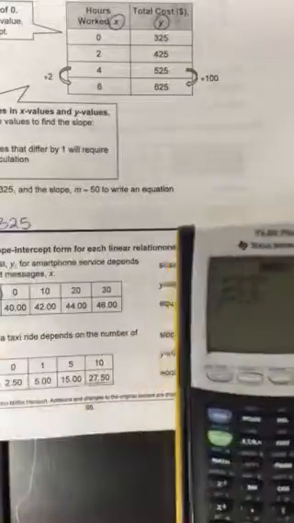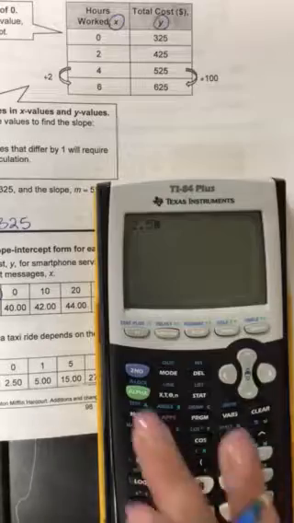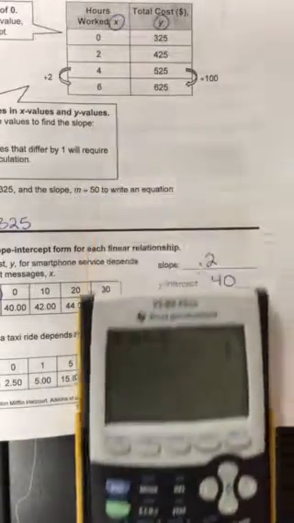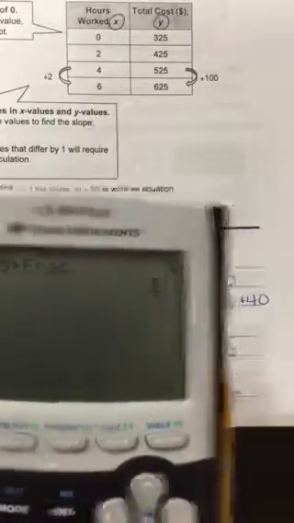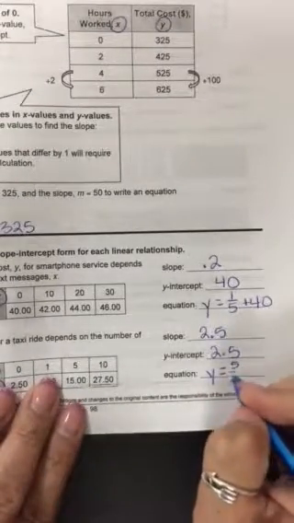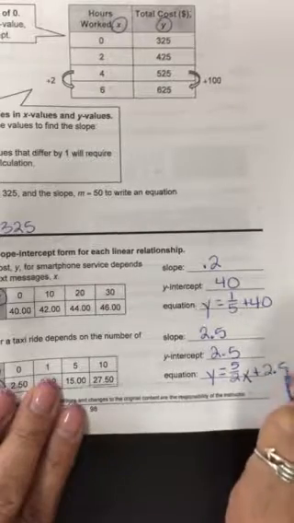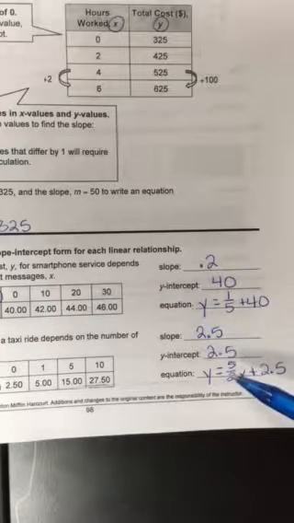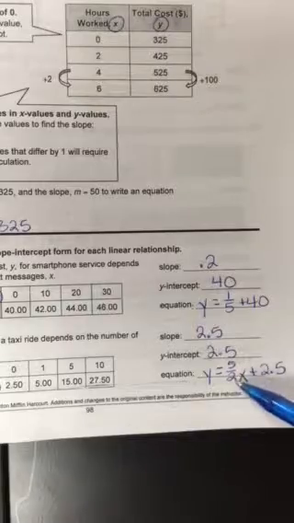Now I'm going to show you how to turn the 2.5 into a fraction. It's the same way. We're going to put in 2.5, hit Math, Enter, Enter, and it gives me a fraction of 5/2. Sorry, I had to look at it. It gives me a fraction of 5/2, and I'm going to write it just like that: y equals 5/2x plus 2.5. Because if I have to graph this, then my 5/2 gives me my rise over run. I'm going to rise 5 and run 2.